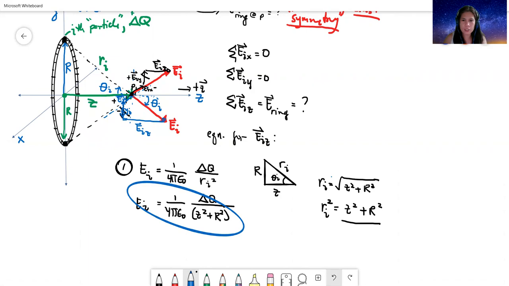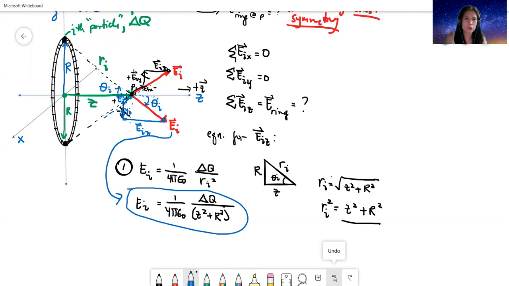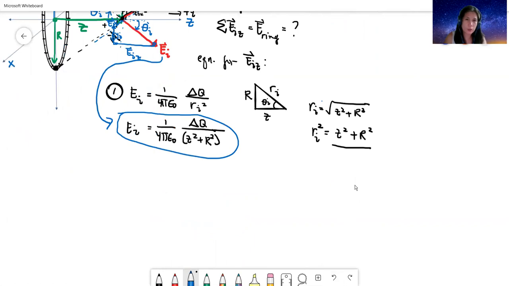Our next goal is just to determine its Z component, because that is the whole vector. That is the whole red arrow that we have here. That is its magnitude. Okay? Now, let's go to the second one. We want to get the Z component here. So, step two, we now establish E sub I Z.